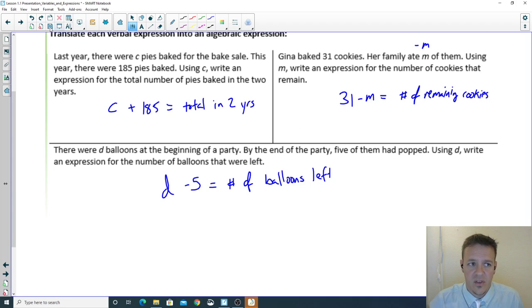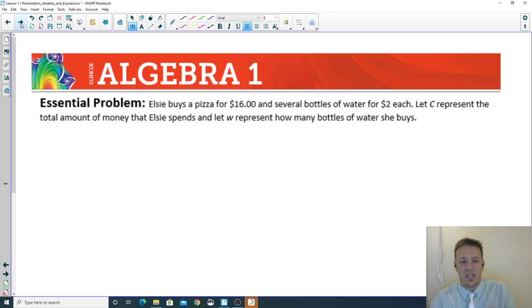Okay, now the last thing for this lesson, and I don't know if I have it on this slide, is the essential problem. So what I want you guys to do is go ahead and think about this real quick and write this down. Now, same thing we've been talking about, right? So here's the number. Elsa buys $16 worth of pizza and several bottles of water for $2 each, right? So there's another number, $2 each. Now, what you guys need to understand is, what are we looking for here? We're looking to write an equation for the total what? The total amount of money. So we know it's going to equal C.